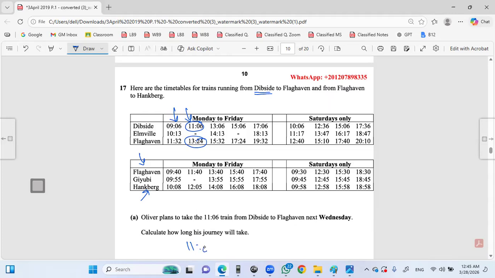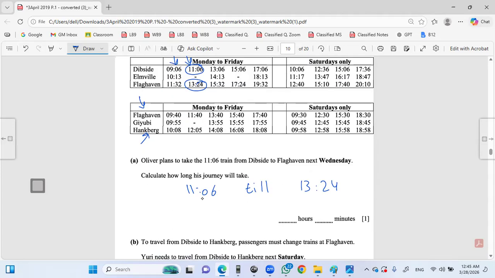So we want from 11:06 till 13:24. You're going to find that it is 2 hours, and then 18 more minutes. So it is 2 hours and 18 minutes. From 11 to 13 is 2 hours, and from 6 minutes to 24 minutes is 18 minutes.